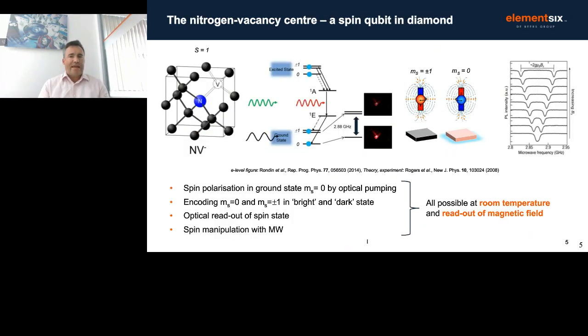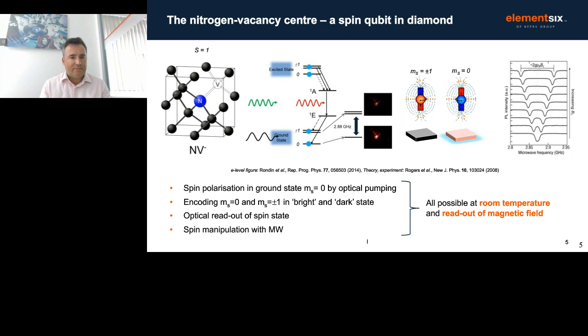So if that's why diamond is inherently a good host, at the end of the day, you need a quantum spin. You need something to act on and measure. There have been many defect centers in diamond explored, things like the silicon vacancy, germanium vacancy, but by far the most common explored is what's referred to as the nitrogen vacancy defect in diamond.